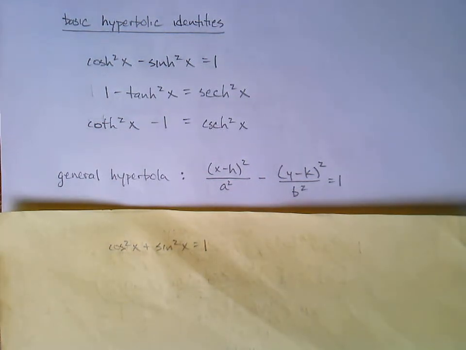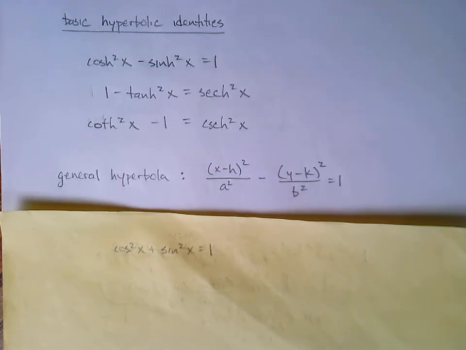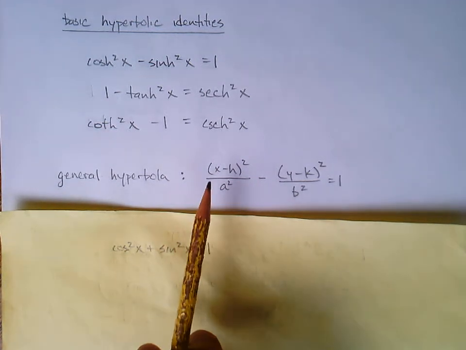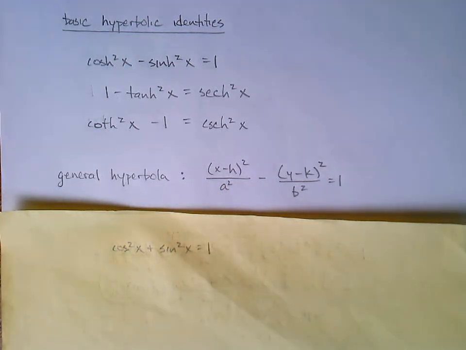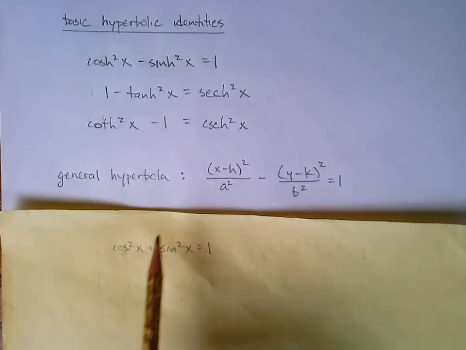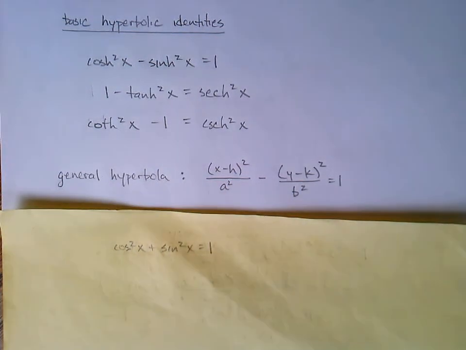So think about the general hyperbola. You would have done this in algebra. It's not right there at the top of your memory, I understand that. But here's the general form of a hyperbola: (x minus h) squared over a squared minus (y minus k) squared over b squared equals 1. This thing is centered at (h, k), and the a and the b are necessary in order to draw the graph. So that's the general hyperbola.